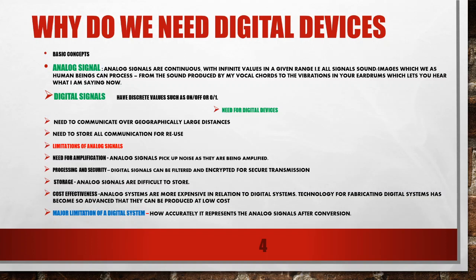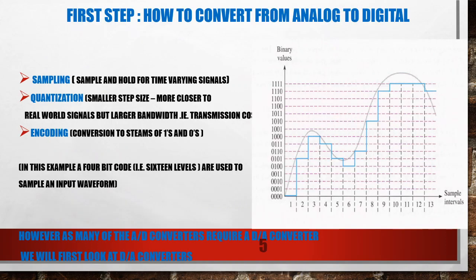And another thing is cost effectiveness. Nowadays, with the availability of VLSI technology, these sophisticated digital systems are much easier and cheaper to reproduce. The major limitation of a digital system, if you so say, is how accurately it reproduces my analog signal. Now, so first step, how to convert from analog to digital.